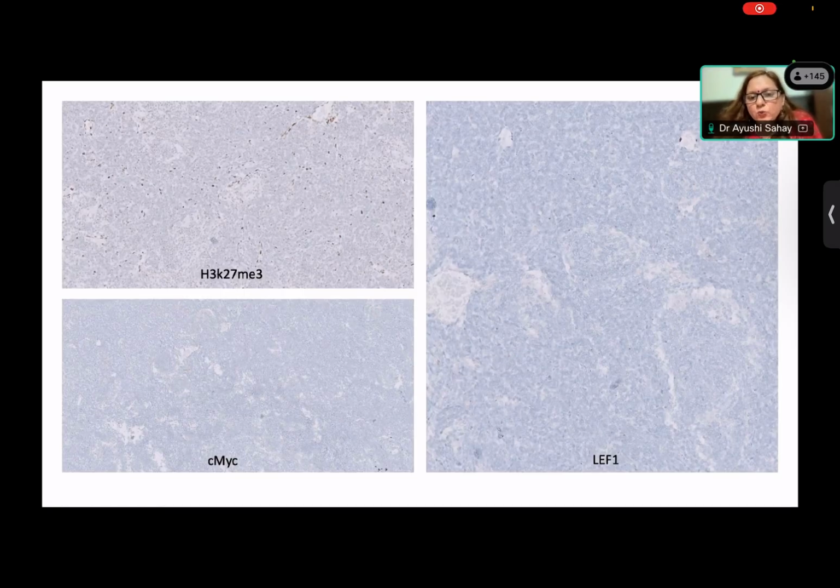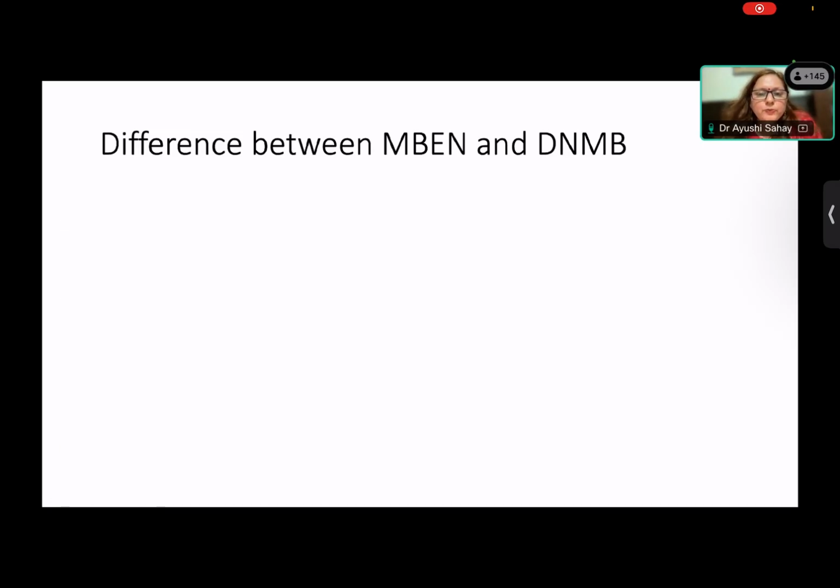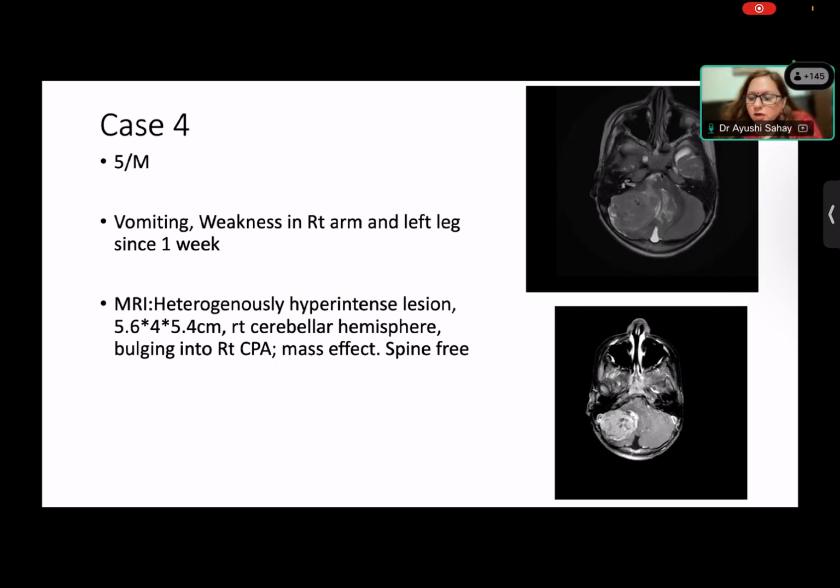I will combine case 1 with case 4, so I can cover this whole spectrum of IHCs with you. Now, the difference between medulloblastoma and desmoplastic nodular we have covered. We'll start with case 4, and I will come back with the discussion for case 1 in a while. So, who would like to take this? Maybe Preeta, would you like to take this?